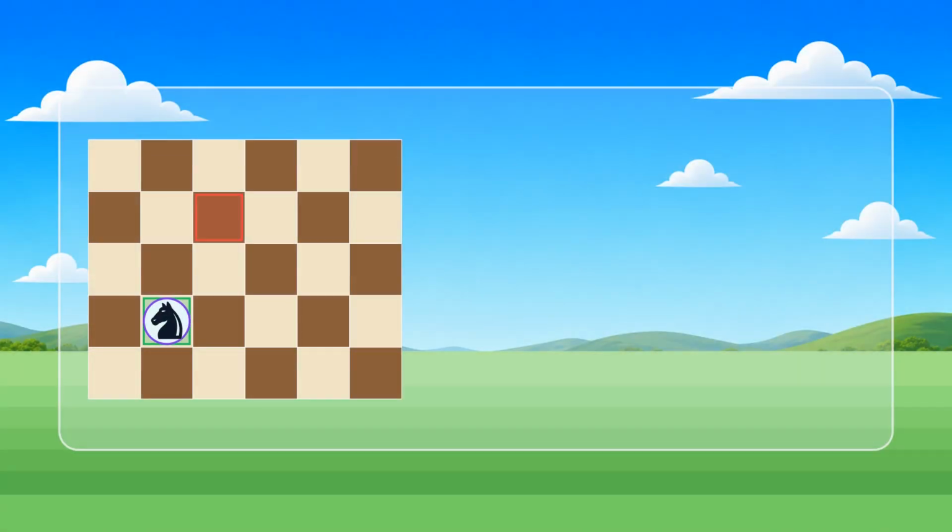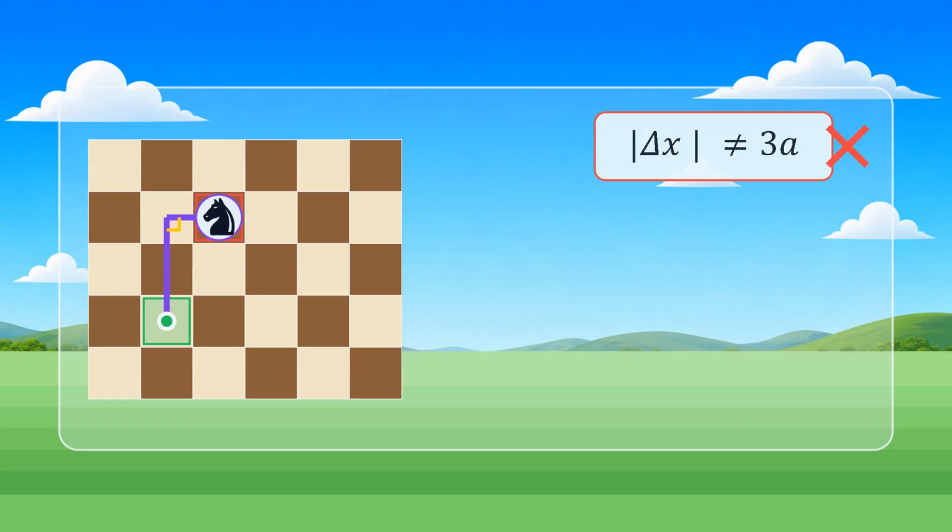A chess knight gives a smaller scale example. Its move goes two squares in one direction and one square in a perpendicular direction. The magnitude of displacement is not 3 squares. 3 squares would come from adding the two perpendicular separations as if the knight followed an L-shaped route. Displacement is the straight distance between the initial and final squares.